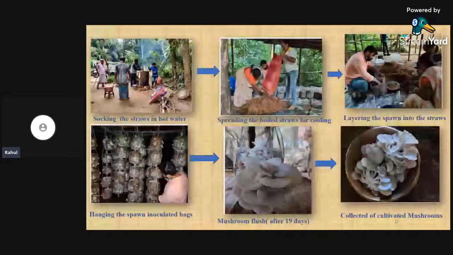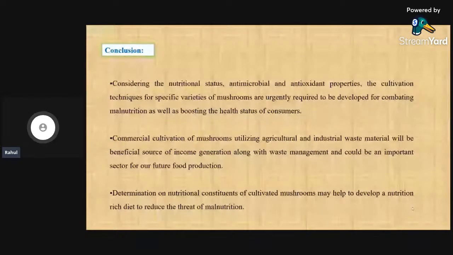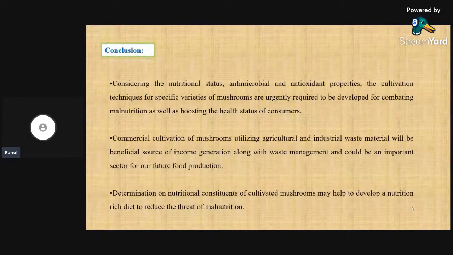Now the conclusion part. Considering the nutritional status, antimicrobial and antioxidant properties, as well as the anti-cancerous properties, cultivation techniques for specific varieties of mushrooms are urgently required to be developed for combating malnutrition as well as boosting the health status of consumers. Commercial cultivation of mushrooms utilizing agricultural and industrial waste material will be a beneficial source of income generation along with waste management and could be an important sector for our future food production.